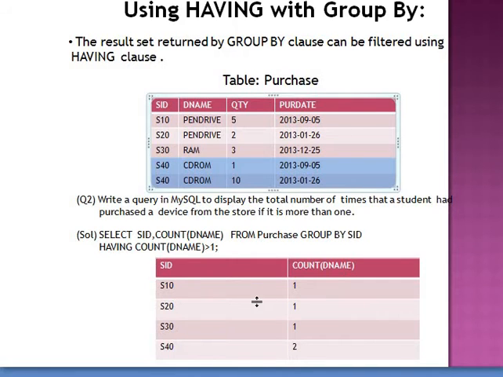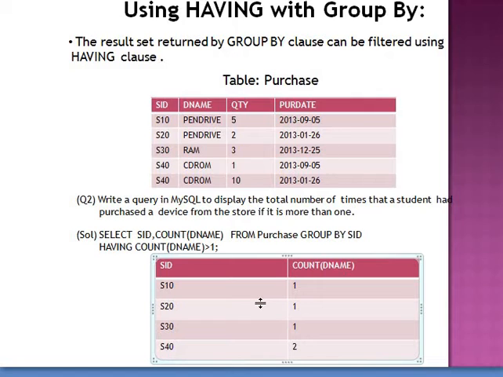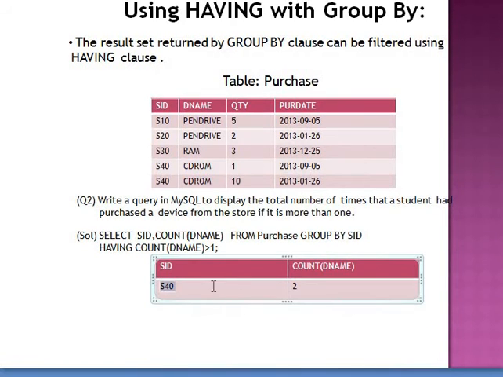So now the output is going to be filtered. So instead of this output, you are going to see only this output, because only the student with SID as S40 has purchased the device twice, and that is indicated by the column count of dname value 2.